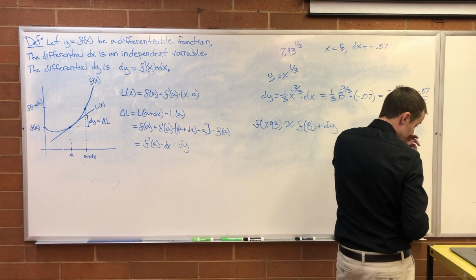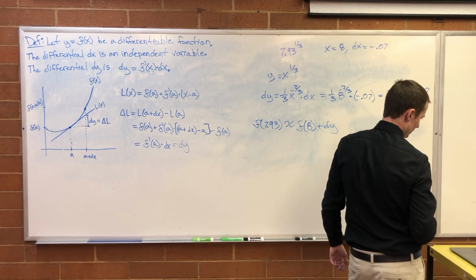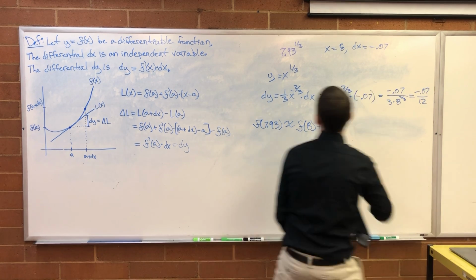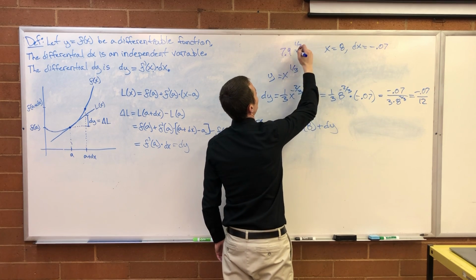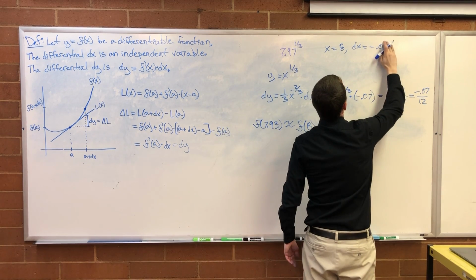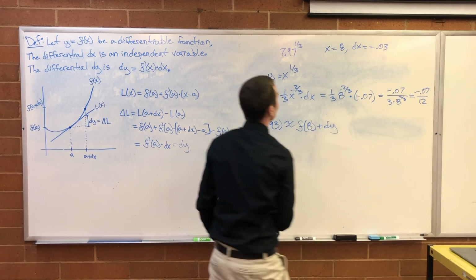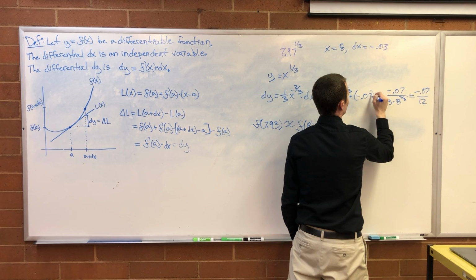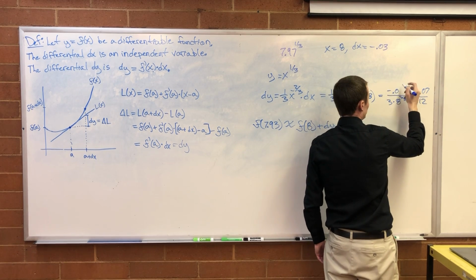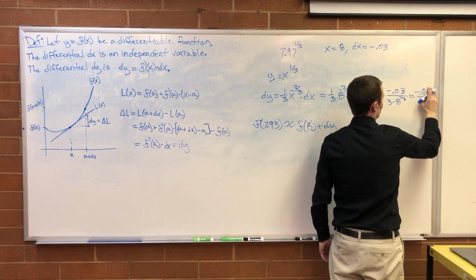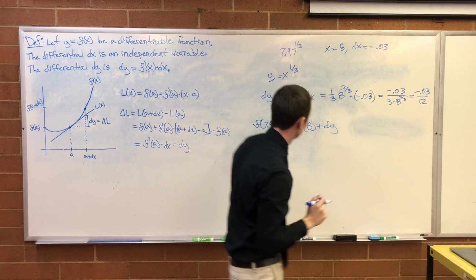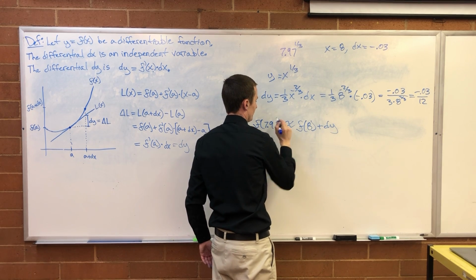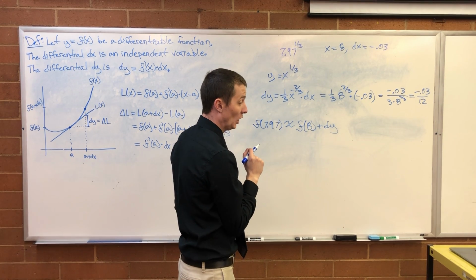Right? Negative 0.03. Oh, I read the problem wrong. This is 7. So this is a 3. We could have just kept doing what we were doing, but I just want to make sure that the authors don't make any mistakes. Okay.